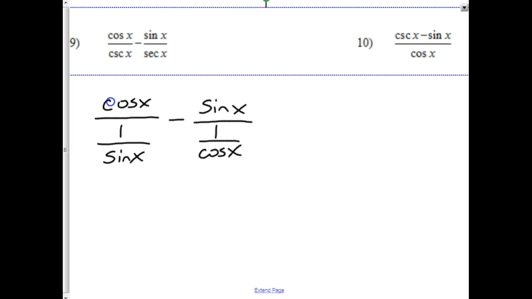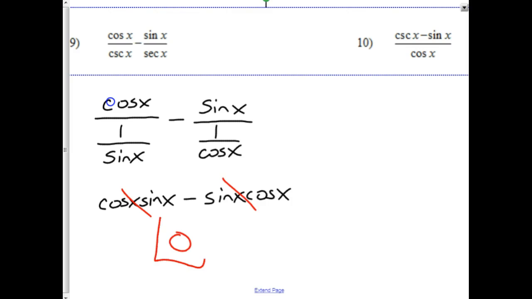Well, I want those fractions to be a little bit nicer, so I'm going to flip and multiply both of them. So that gives me cosine x sine x minus sine x cosine x. Well, those two are actually the exact same thing, so they're going to cancel. What happens if I subtract things that are the same? What is your answer? 0. And that's one number that's okay to get.